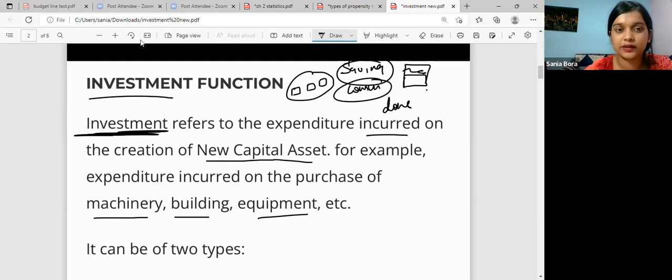Okay. So you will write down investment, and you will underline this part, and you will write this.